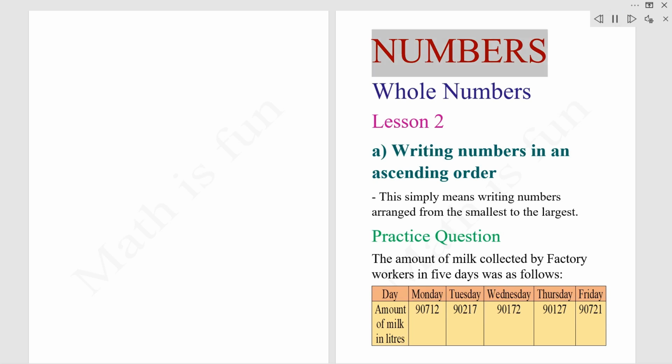Numbers. Whole numbers. Lesson 2. A. Writing numbers in an ascending order. This simply means writing numbers arranged from the smallest to the largest.